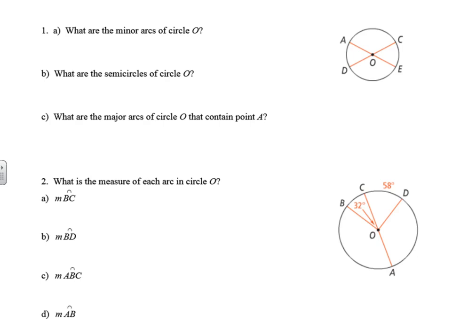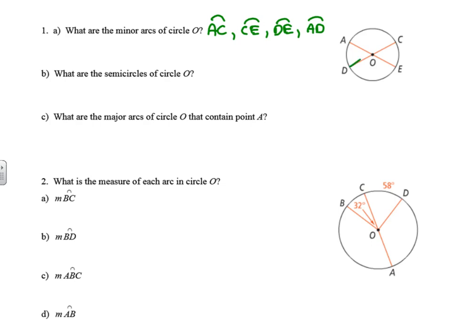Okay, what are the minor arcs of circle O? Well, one of them would be AC, one of them would be CE, one of them would be DE, and one of them would be AD. Again, a minor arc is one that is less than half the circle. So what are the semicircles?